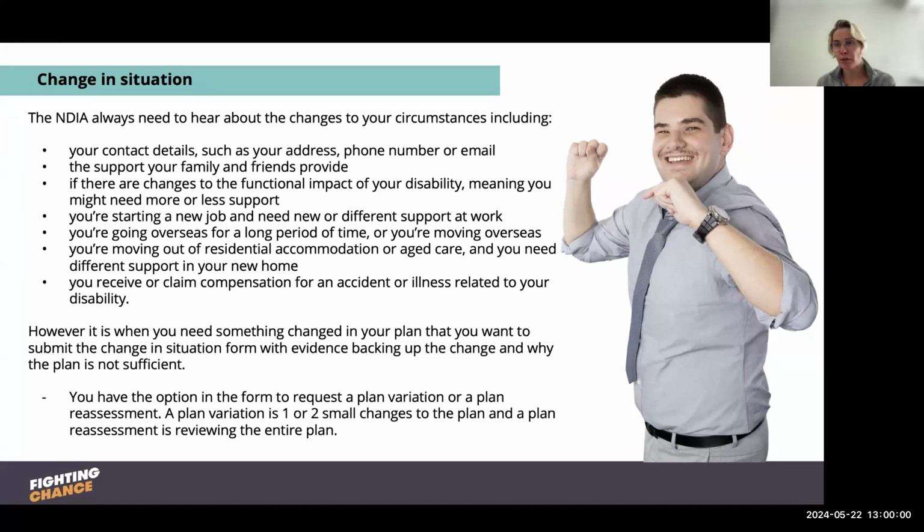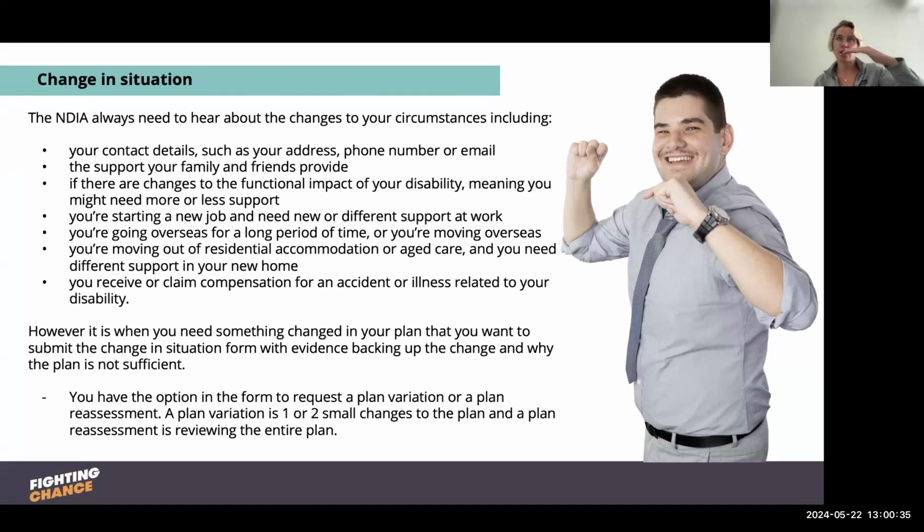They don't have long to review a change of situation form, so it doesn't need to be pages and pages long, but it does need to summarize and then be backed up by the supporting evidence. If you're going for a home and living decision, then the home and living form needs to be completed. There needs to be an occupational therapy home and living report and a change of situation form completed to submit. There are a number of reasons to do a change of situation, and they do list them.